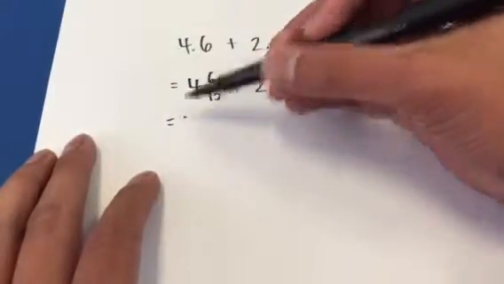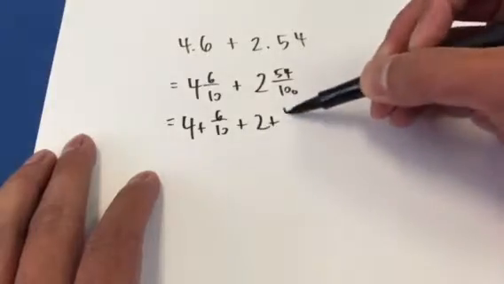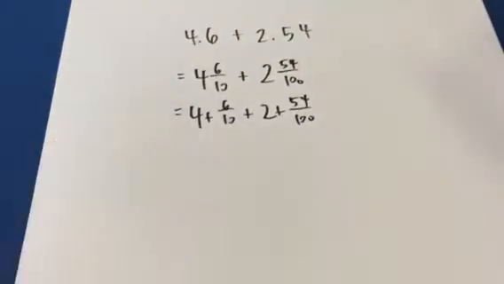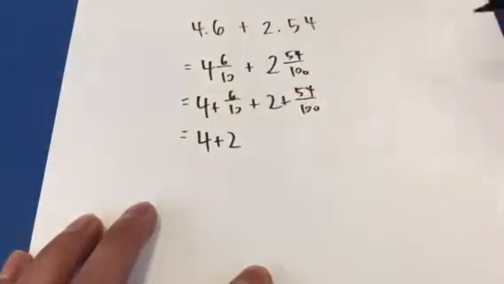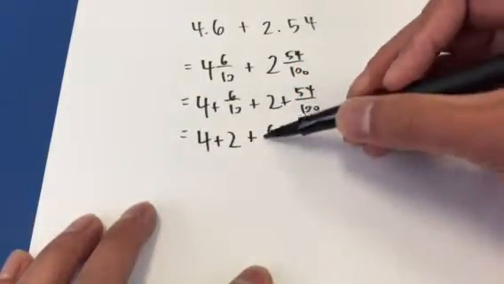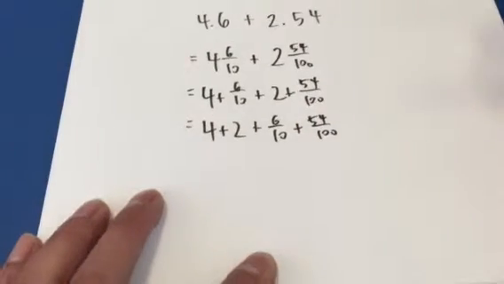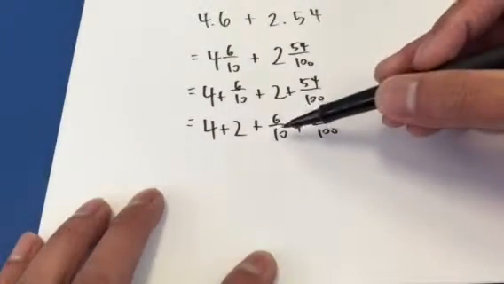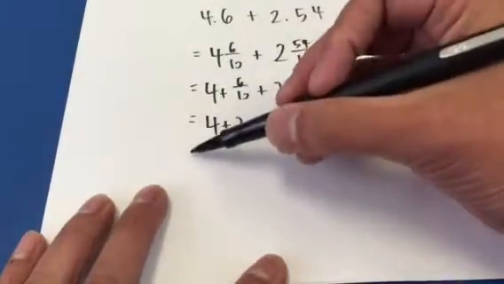I have, let me decompose first, 4 plus 6/10 plus 2 plus 54/100. I'm going to group together my like terms. So I have 4 plus 2, putting my whole numbers together, plus 6/10 plus 54/100, putting my fractions together. And I see that I have two fractions here with different denominators. So I have to make my denominators the same.